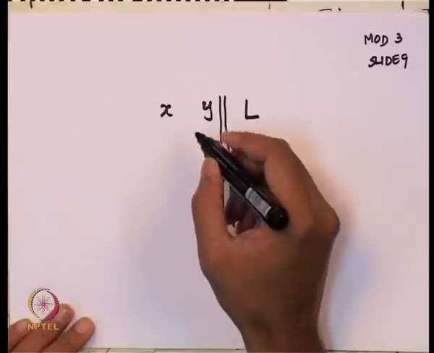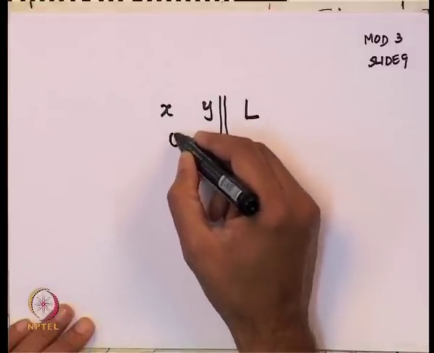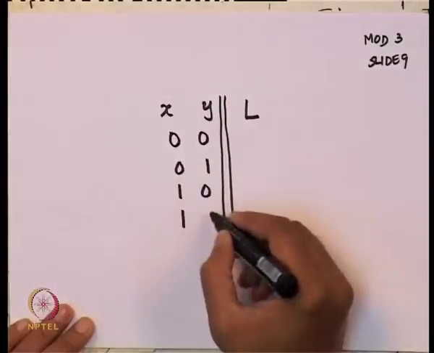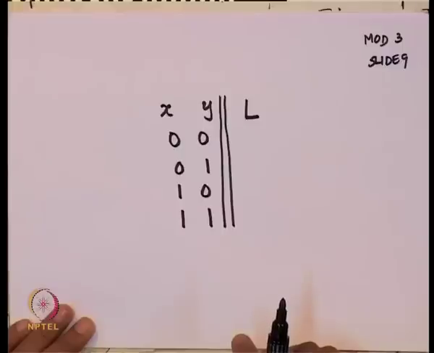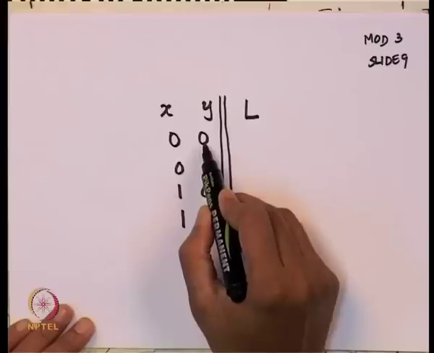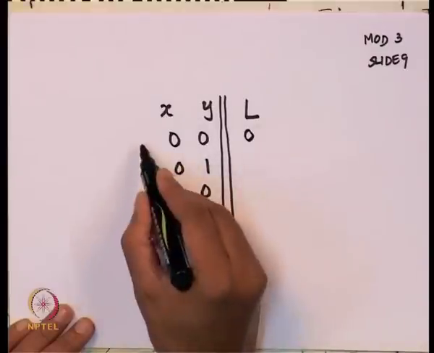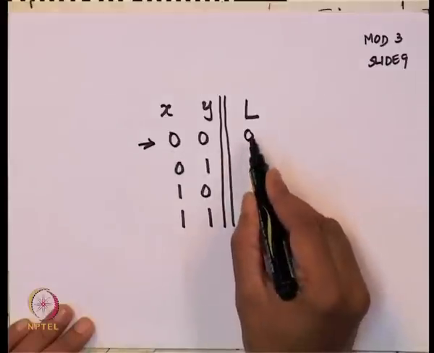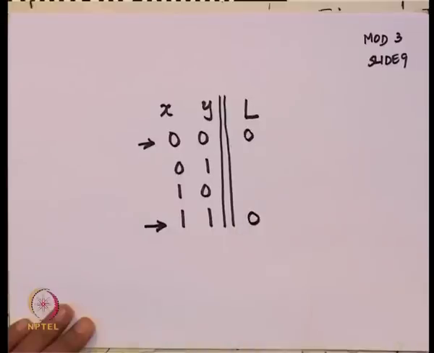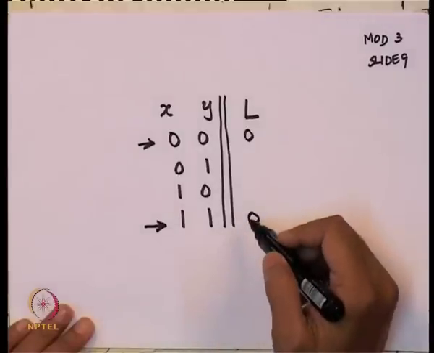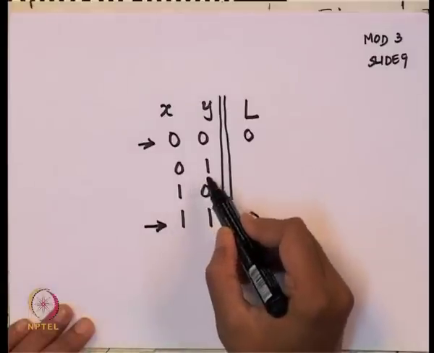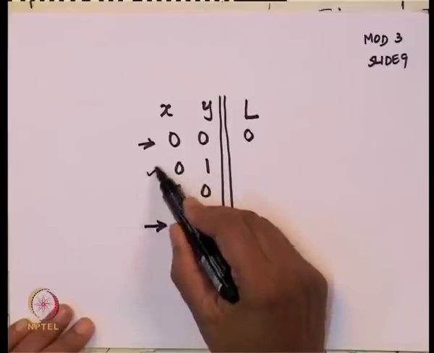Let us see how to go about writing a table for this. Let us see all the possibilities that X and Y can take: 0 0, 0 1, 1 0 and 1 1 are the four possibilities. What we want is, when both of them are off, the light should be off. So that is this row. When both the switches are on, the light must be off. This takes care of the first bullet. Let us look at the second constraint. If one of them is on, the other one is off, the light is on. That is true for both of these rows.